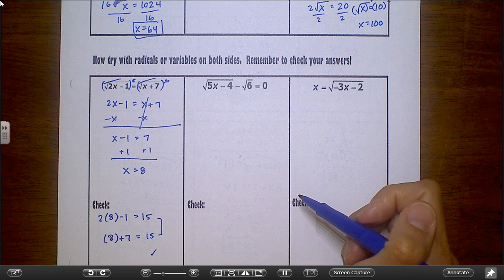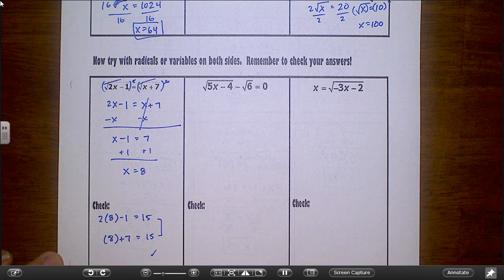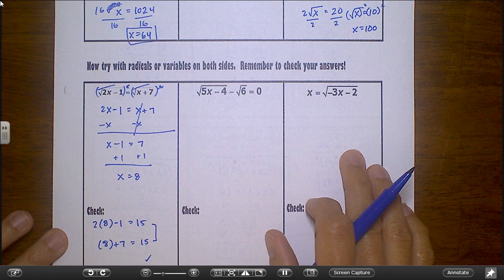Sometimes what'll happen is that one will end up as a negative, and so that's not going to be a real solution or what have you. I don't think you have any that are not real solutions.